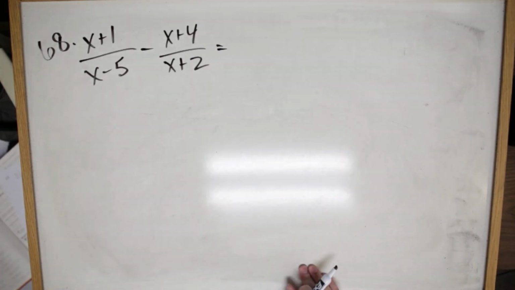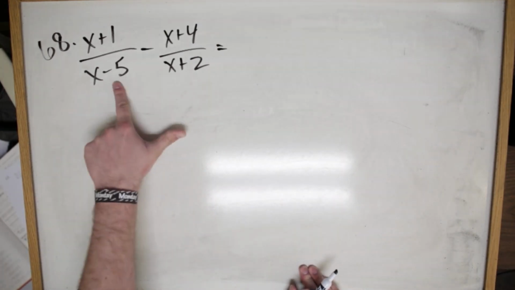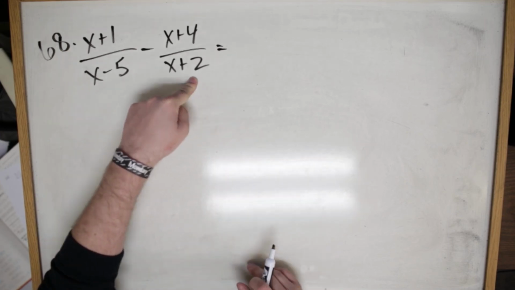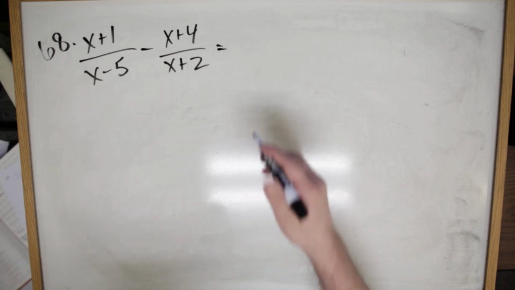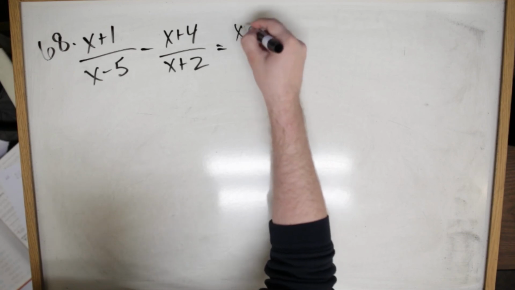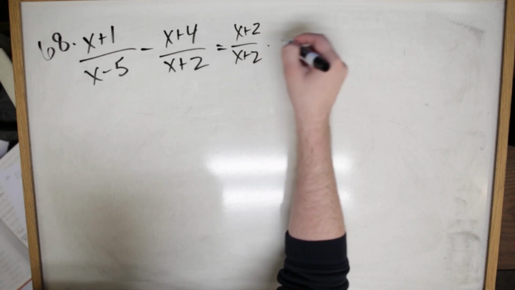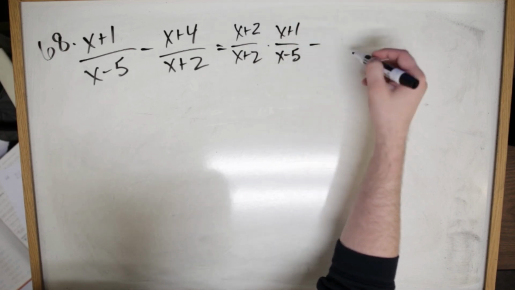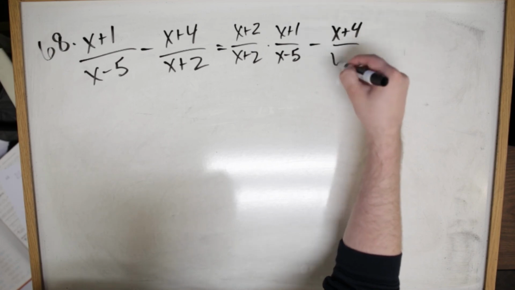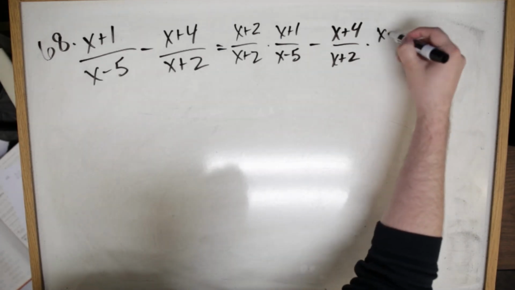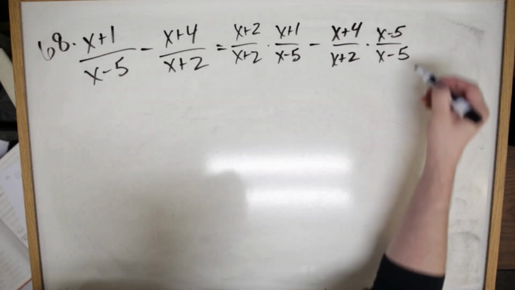So the common denominators are just going to be these individual denominators multiplied together. And remember, what we do to one side, we have to do to the other side. So, in a fraction, what we do to the bottom, we have to do to the top. It's the same idea. So the missing piece here is going to be x plus 2. So x plus 2 over x plus 2 times x plus 1 over x minus 5, minus, and I'm going to rewrite it out, the missing piece is going to be x minus 5. Okay?